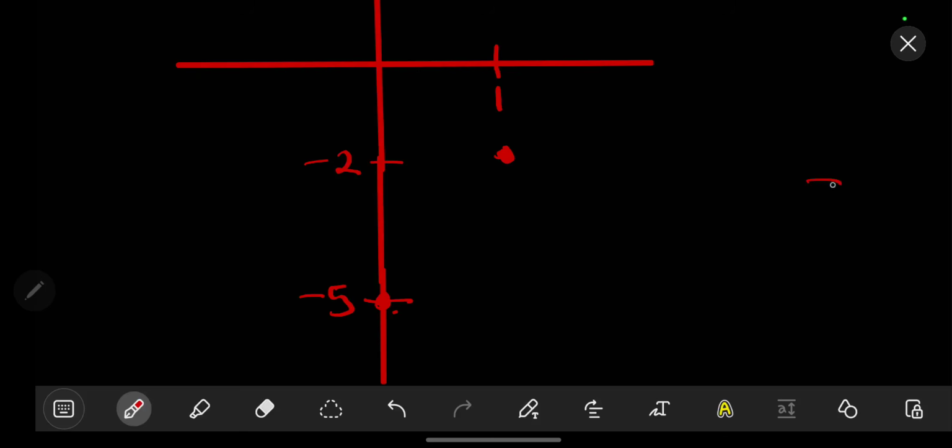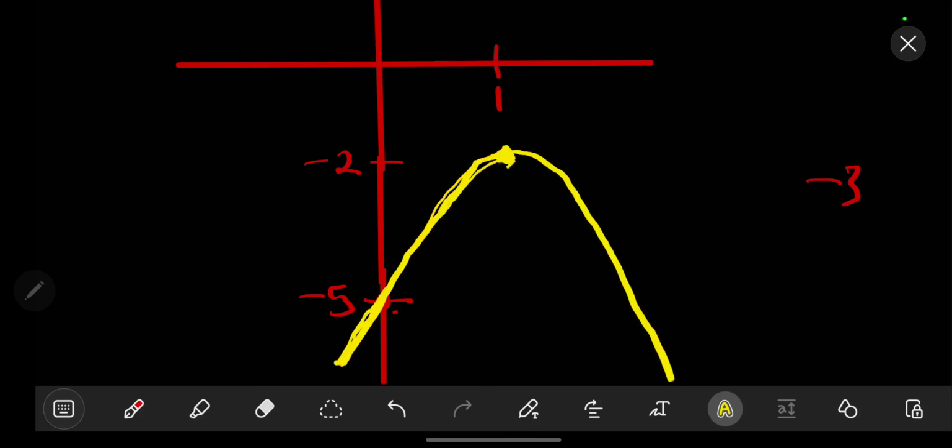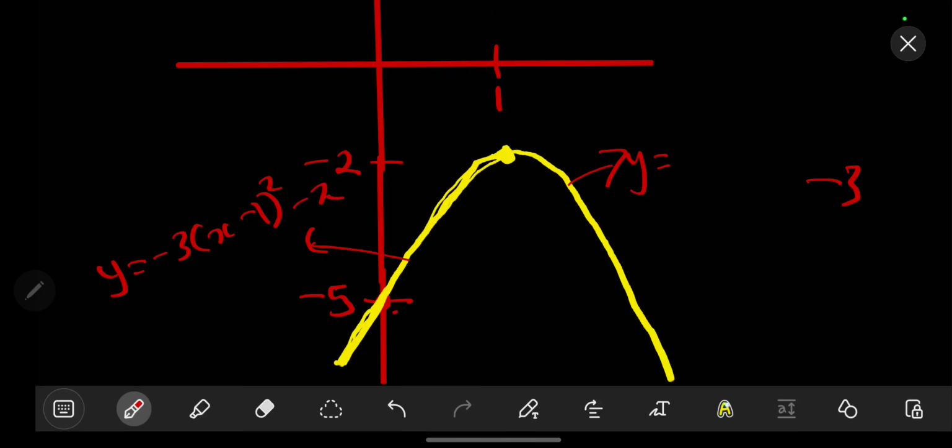So remember, we had a negative 3. So the graph will be sad because it's negative. So we are going to have something like this. So this is how the graph shall be. So this is our graph using the vertex form. Where should I name the graph? I'll name it from here. So y should be equal to negative 3 (x minus 1) to the power 2, then we have minus 2. So this is the name of the graph.